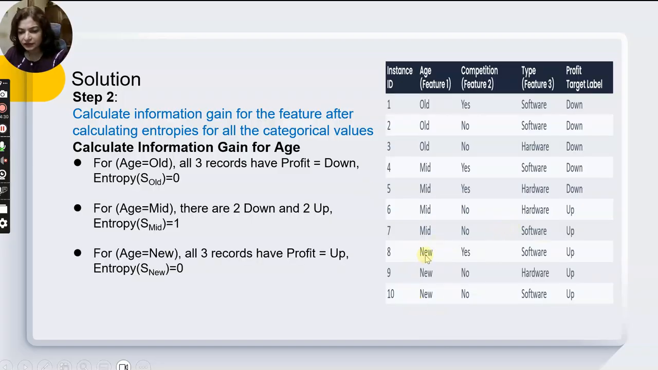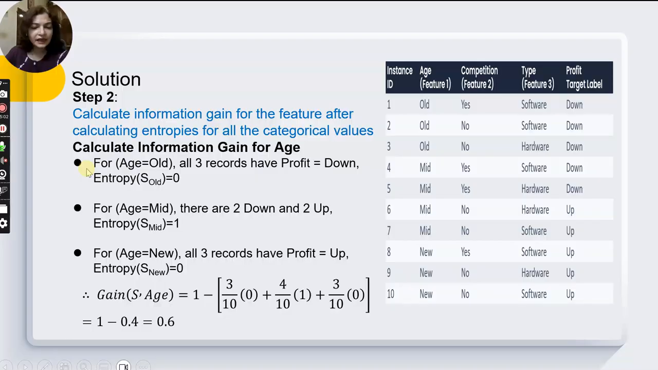We'll see for new first. Again, as you can see, new went up, new went up, new went up. So for age is new, all three records have profit equal to up. Therefore, entropy of S new is 0. And we'll take the third one, that is mid now. So we have mid and down, mid and down, mid and up, mid and up. So 2 ups, 2 downs, and therefore entropy of S mid is 1, as both have equal chance of getting selected. 2 ups, 2 downs.